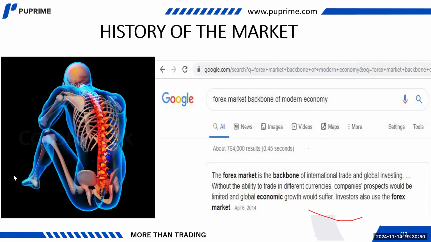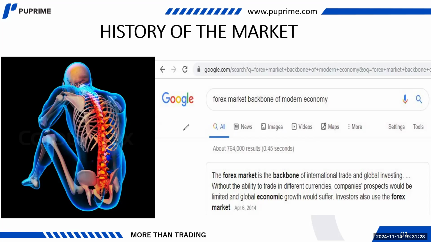So we say that the forex market is the backbone of the modern economy. And that's true. Without the forex market, we will not be able to do business the way we do it today. It's because there is a forex market. Forex simply is for currency exchange. So it's foreign exchange, rather FX. FX means foreign exchange. It's simply the place where you can exchange one currency for the other. And that is made possible through what is called an exchange rate. It's because there is a forex market, there is an exchange rate.